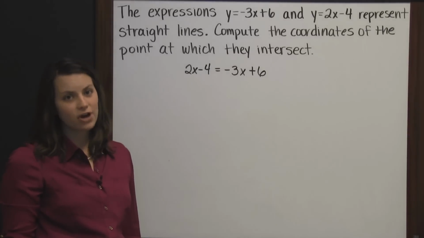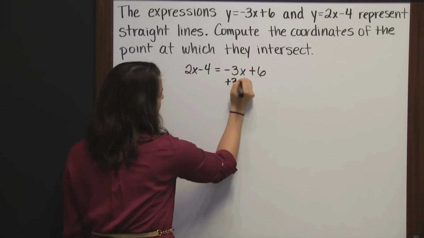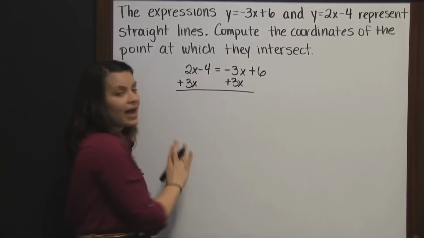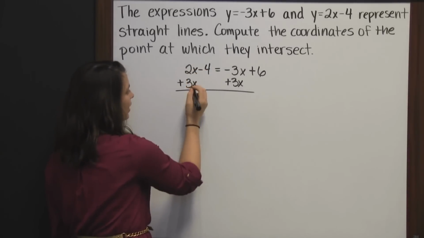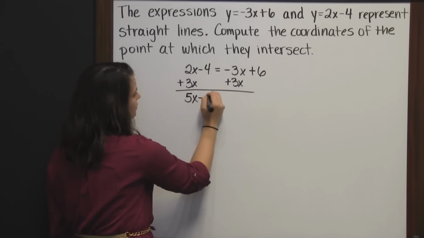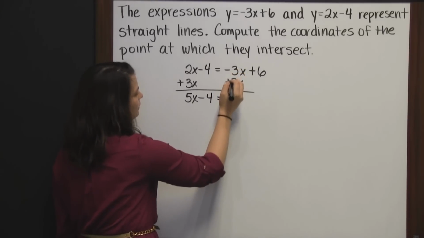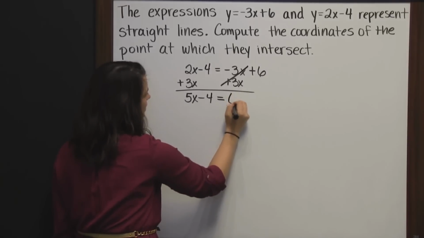Now we need to solve for x. First, I'll add 3x to both sides so that I can get all my x variables on one side of the equation. 2x plus 3x is 5x minus 4 equals negative 3x plus 3x cancels, and I'm left with 6 on the right side.